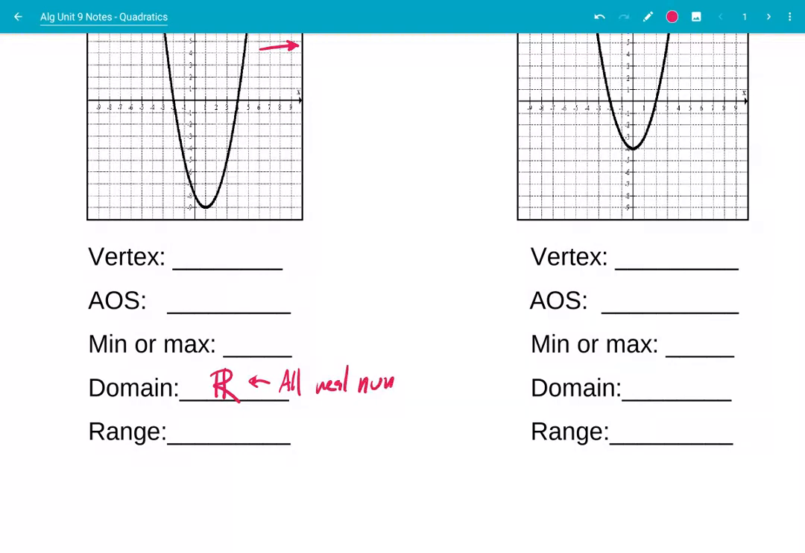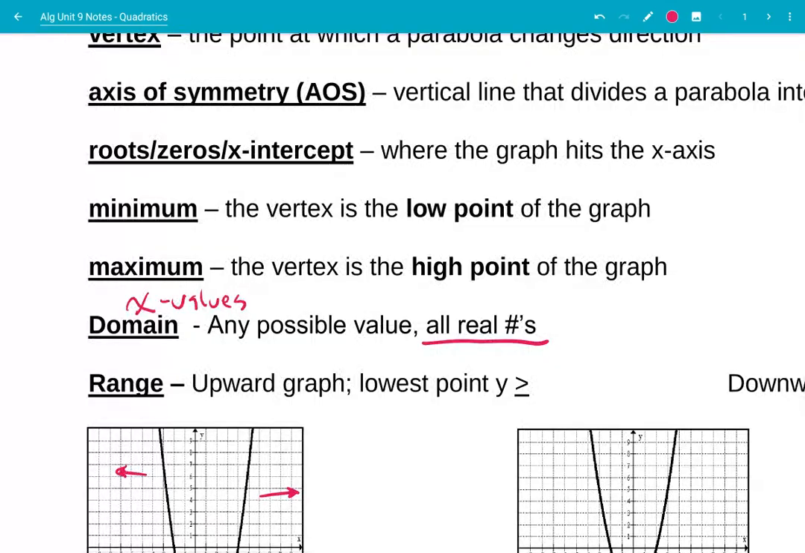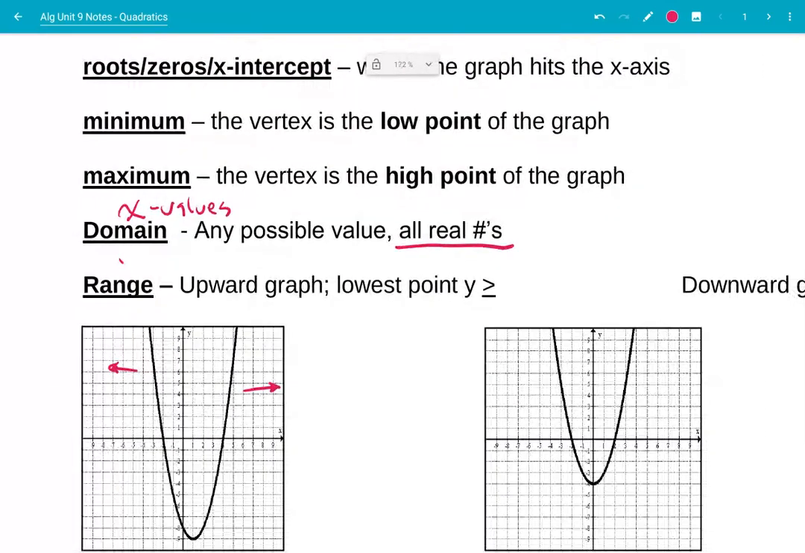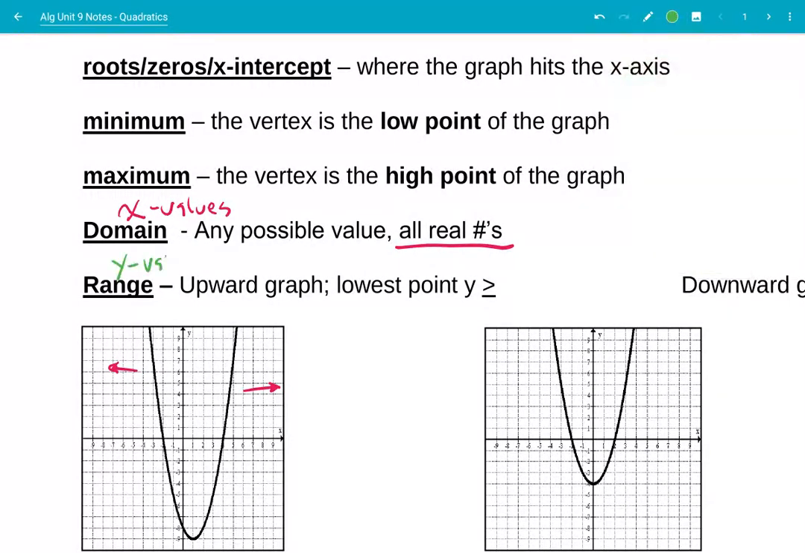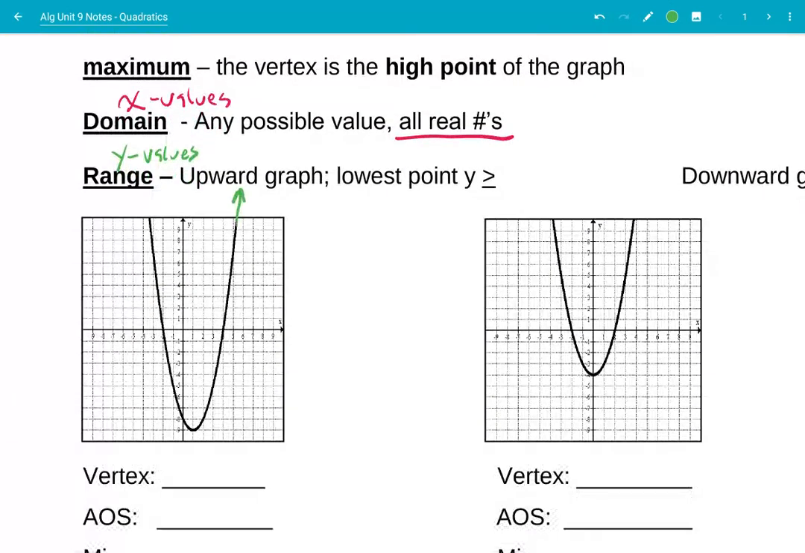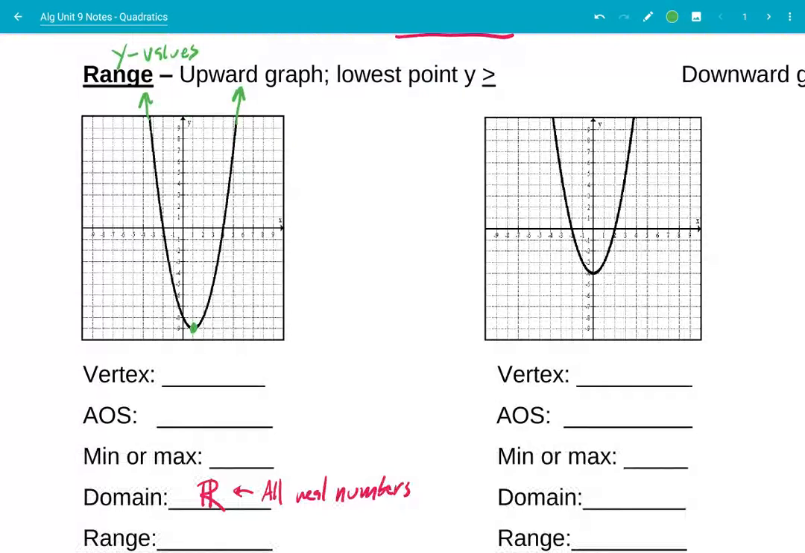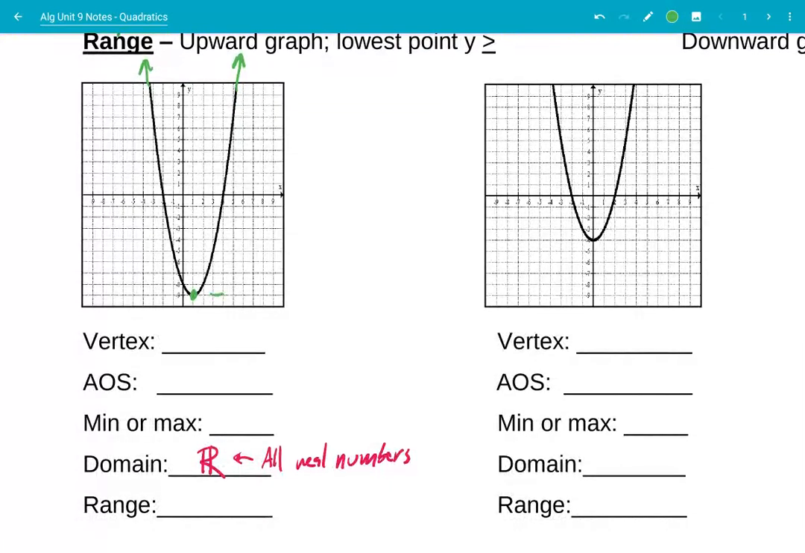Okay, last bit, the range. Okay, so the range is the y values. Let's change colors. Next step is the y values. And these are going to be expressed a little bit differently. Now, they go forever up here, but it does have a low point. So that's what helps us find out the range. So the low point here is -9. And all the other values are above it, aren't they?